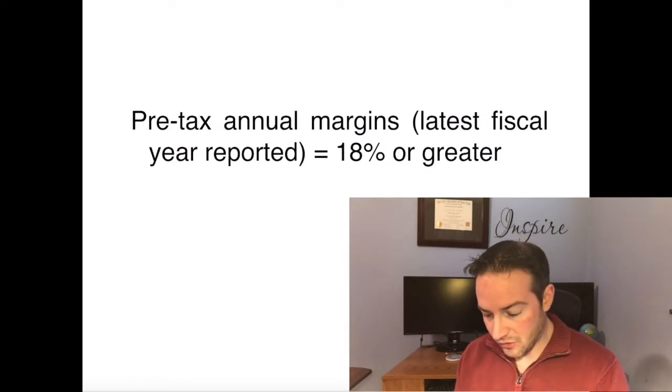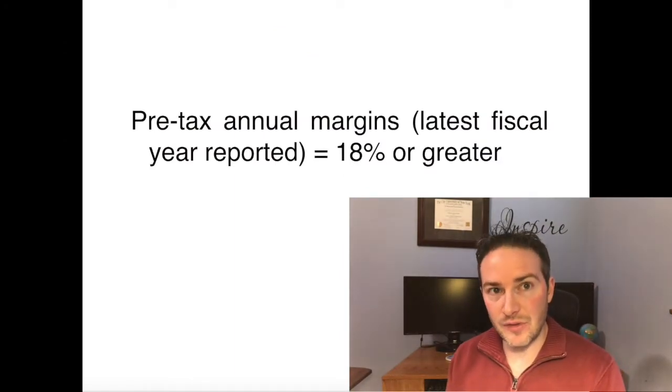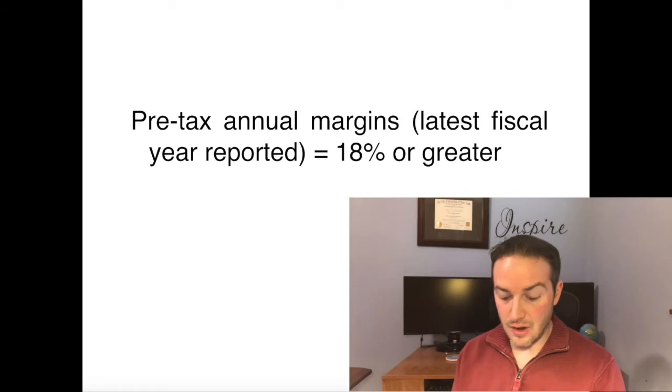Pre-tax annual margins should be at least 18% or greater, and the ROE of the latest fiscal year reported should be at least 17% or greater. That's your 17 parameters. Aside from that average trading volume to be at least 100,000 versus 400,000, it all comes straight from here.